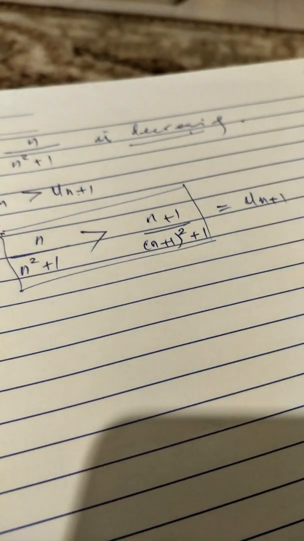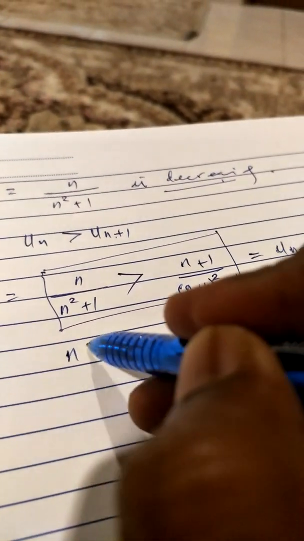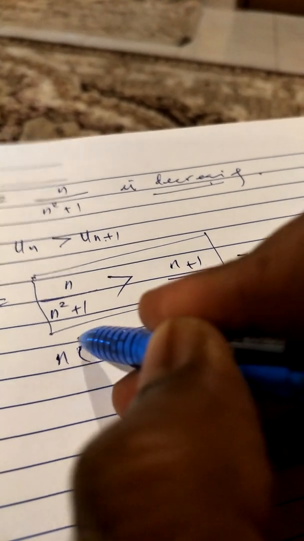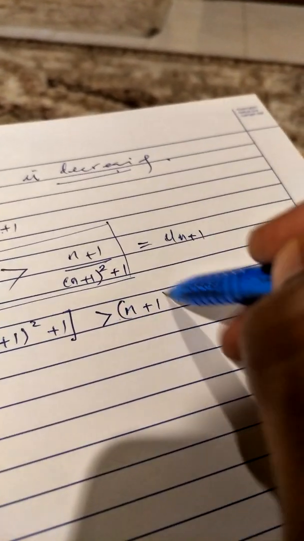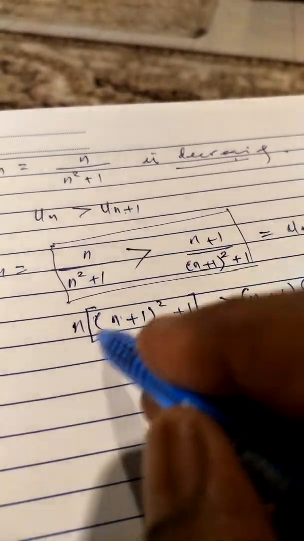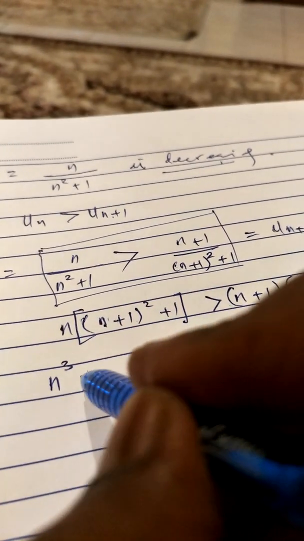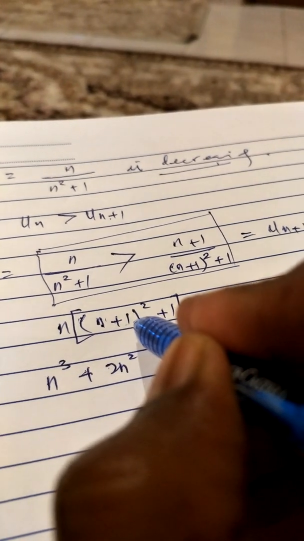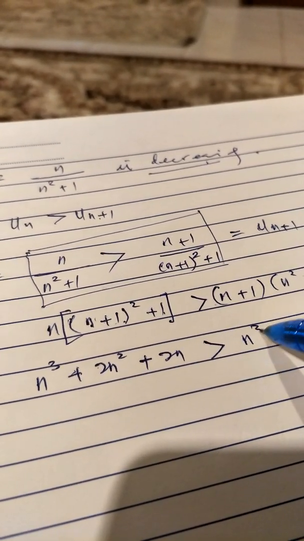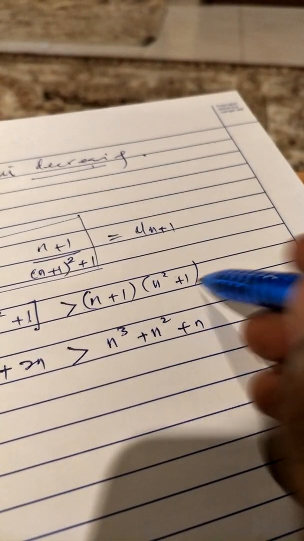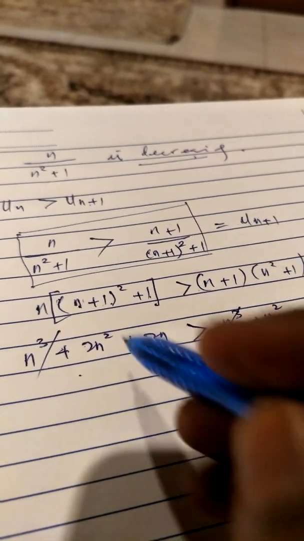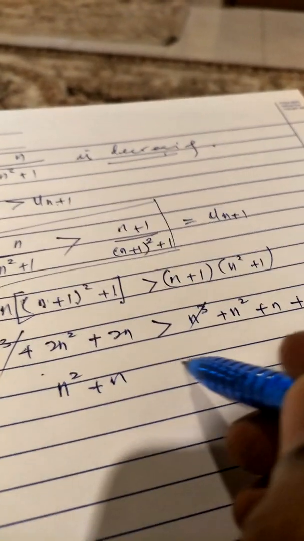Look at the inequality and try to solve this. We have n times n plus 1 squared plus 1 greater than n plus 1 times n squared plus 1. Expanding, the left-hand side gives n cubed plus 2n squared plus 2n. The right-hand side gives n cubed plus n squared plus n plus 1. You can cancel out the common terms, and bring the rest to the left side. So you have n squared plus n greater than 1.